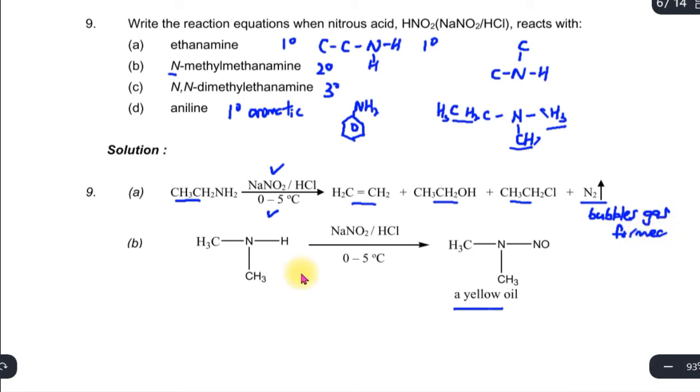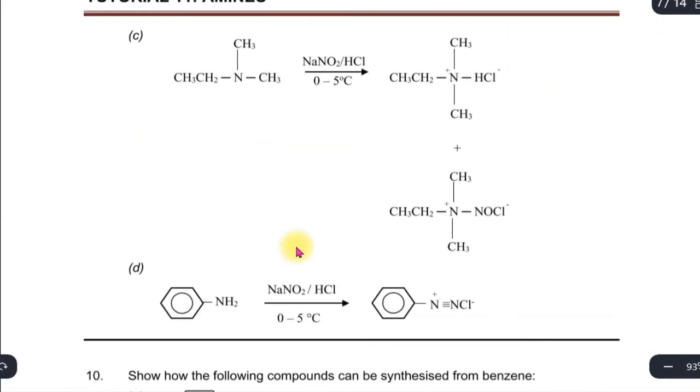For secondary amine, it will form a yellow oil compound. The H is replaced by NO. Next, for tertiary amine, what happened? For tertiary amine, it will form a salt.